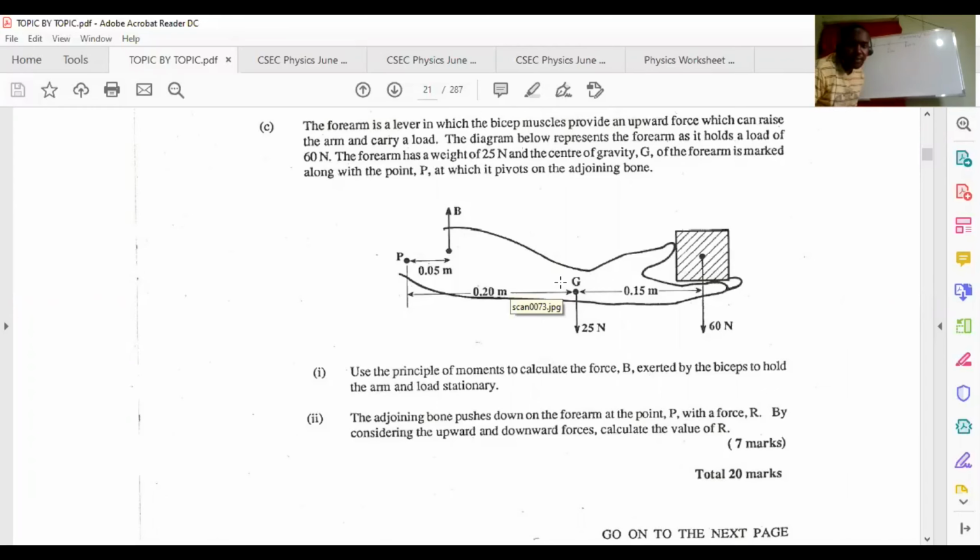And then our distances: between these two is 0.15 meters, this is 0.20 meters, and this distance is 0.05. That would be your diagram when we eliminate all of the other figures from it. The purpose here is to find your B force, so we're calculating B.